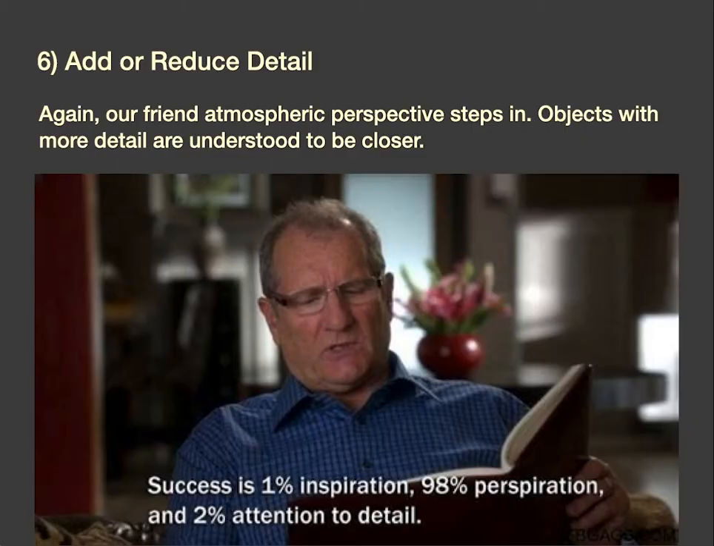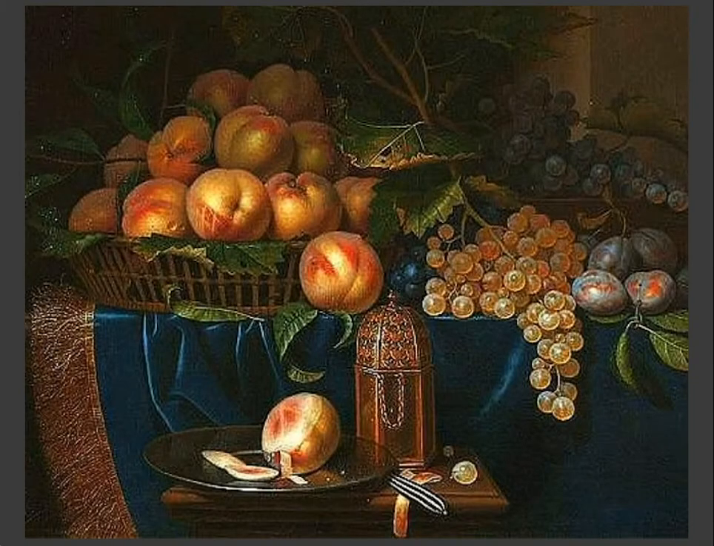Number 6, we can add or reduce detail. Again, this is all about atmospheric perspective and how we see more of things that are closer, but stuff that has more detail in it is understood by us to be closer. In this still life, you can see the peaches in the foreground. You can see all of the colors, all of the details and textures. As you go back to the back of the dish, we barely see just a filled in outline.